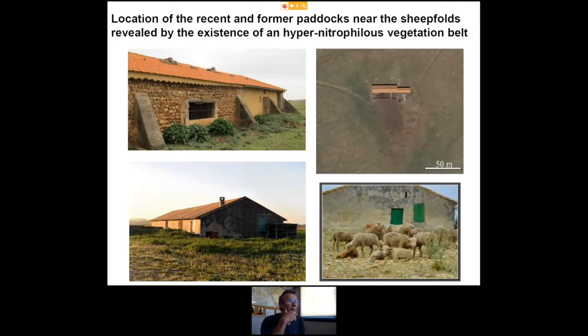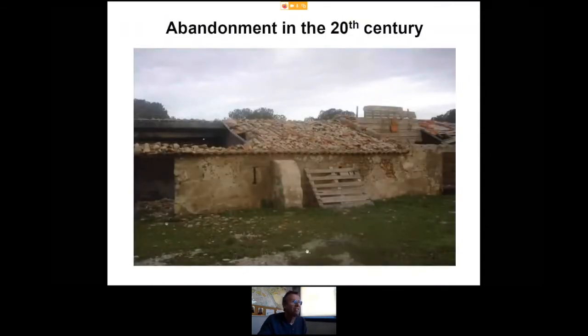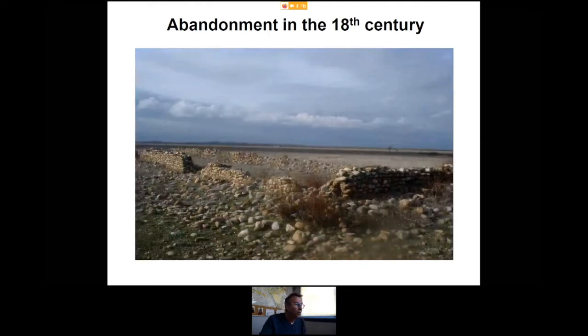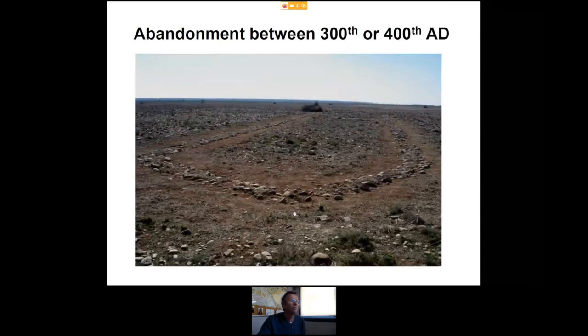And some of these sheepfolds are still used now, but some of them have been abandoned in the 20th century, which is an early abandonment. And you can see that the first stage of abandonment is the destruction of the roof. Some of them have been abandoned in the 19th century, and so we lose the roof and part of the walls. Some of them have been abandoned in the 18th century, so you can see that more and more we will find only the foundation, as is the case for the Roman sheepfold.